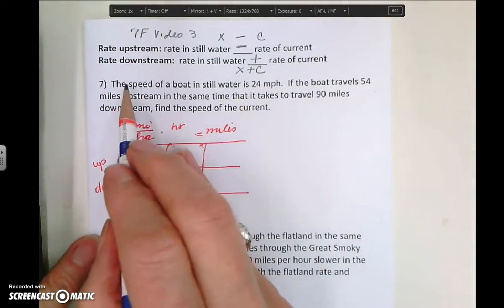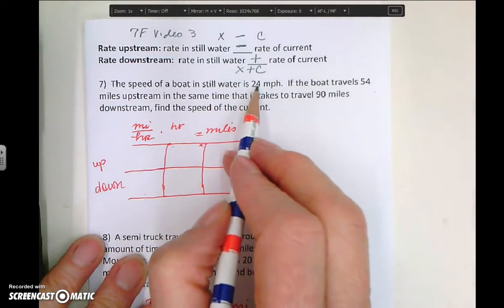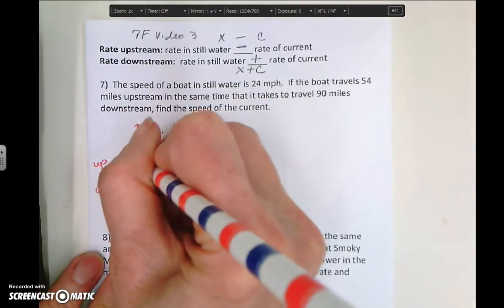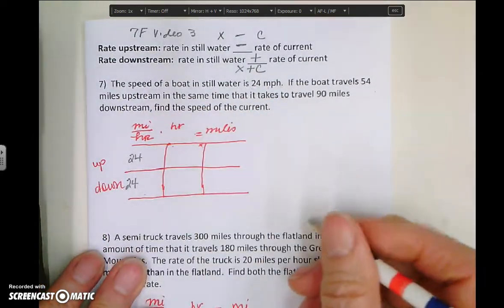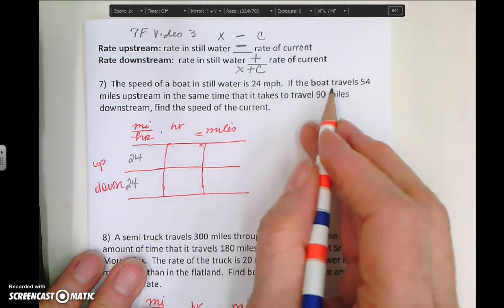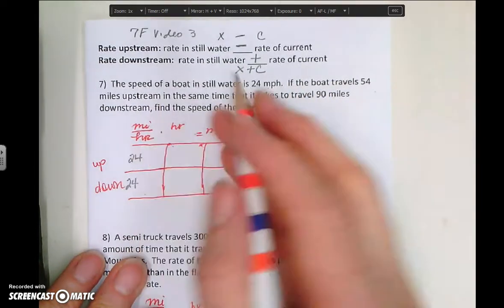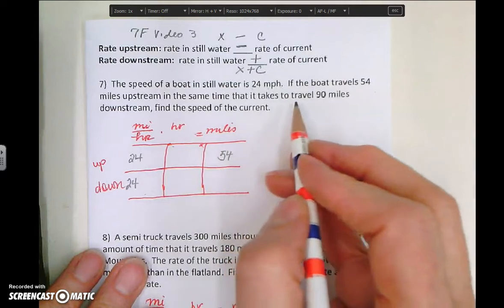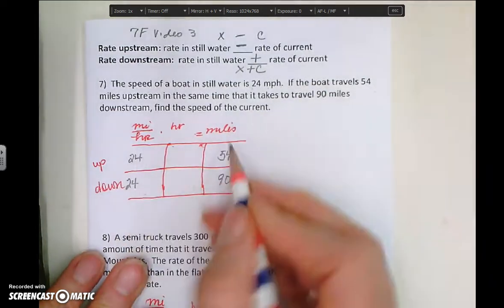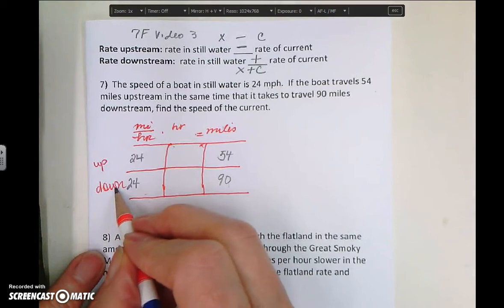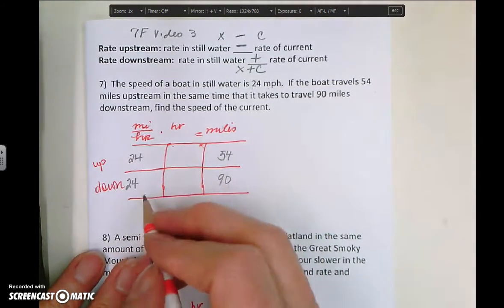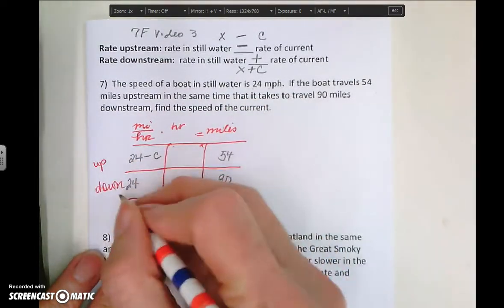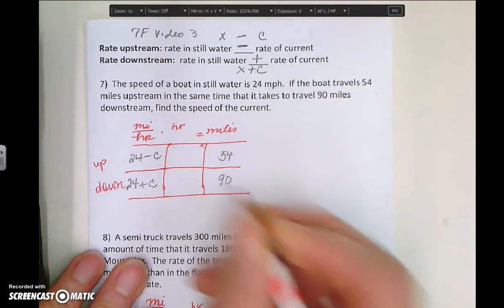The speed of a boat in still water is 24 miles per hour. So they give us this front number here of 24. So I'm going to put a 24 in both of those spots. If the boat travels 54 miles upstream, so miles goes underneath the miles, in the same time that it travels 90 miles, here's the miles downstream, find the speed of the current. So this is upstream, so that means it's going slower, so I'm going to put 24 minus c, and then here it's going to be 24 plus c.